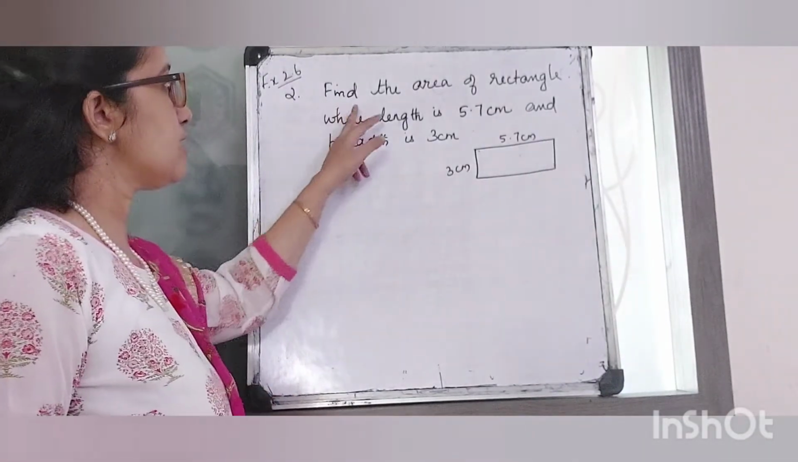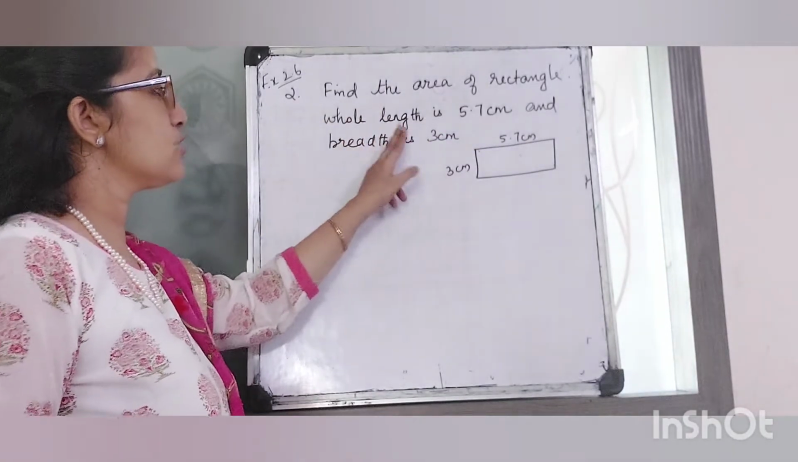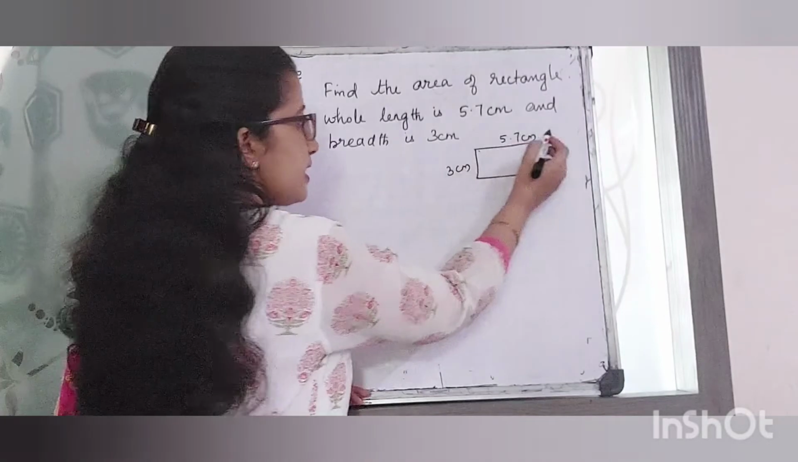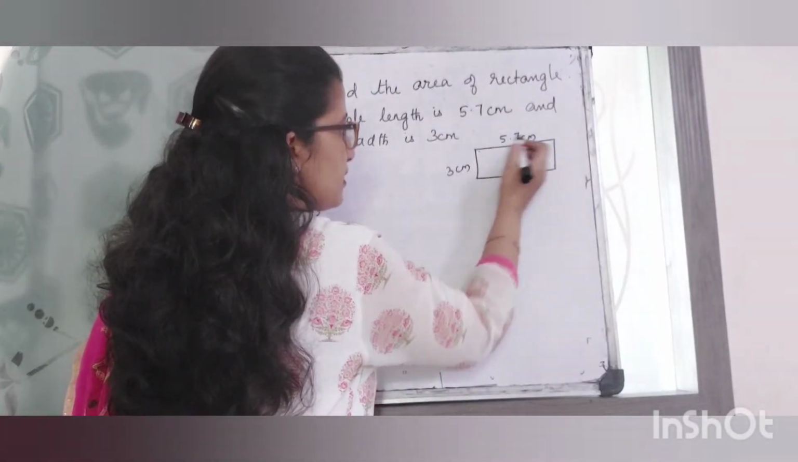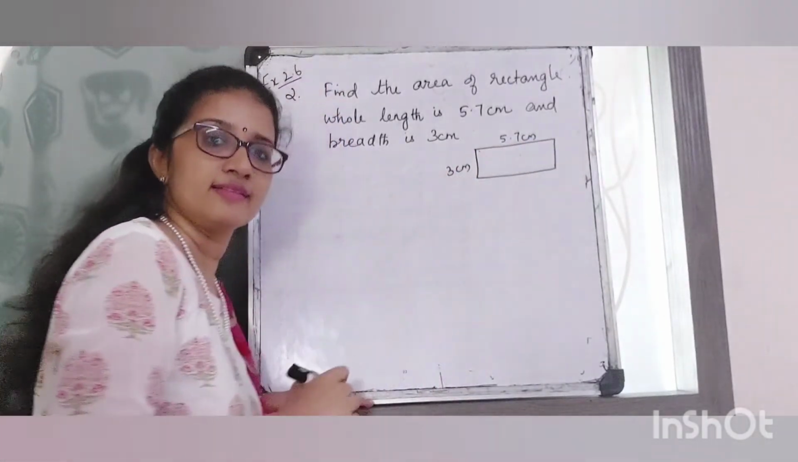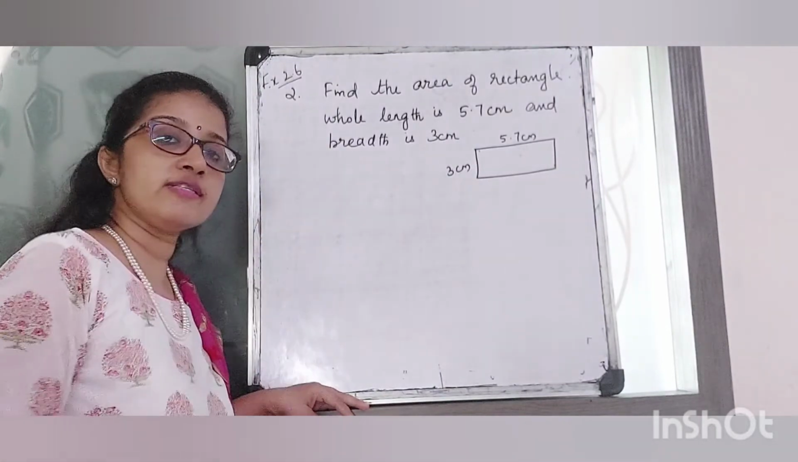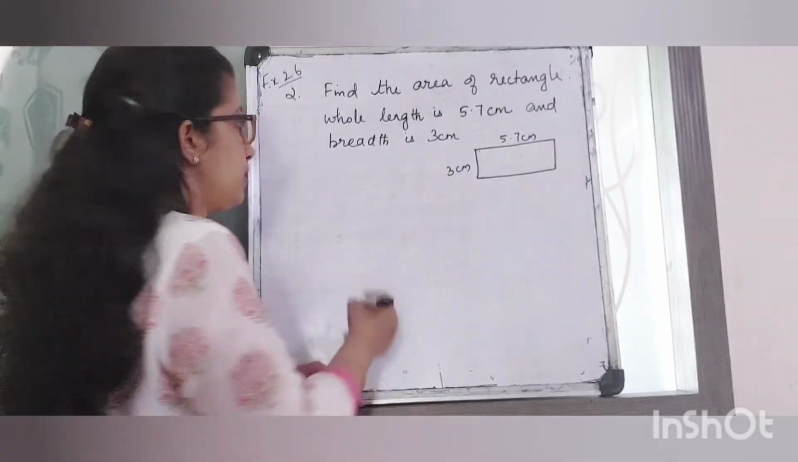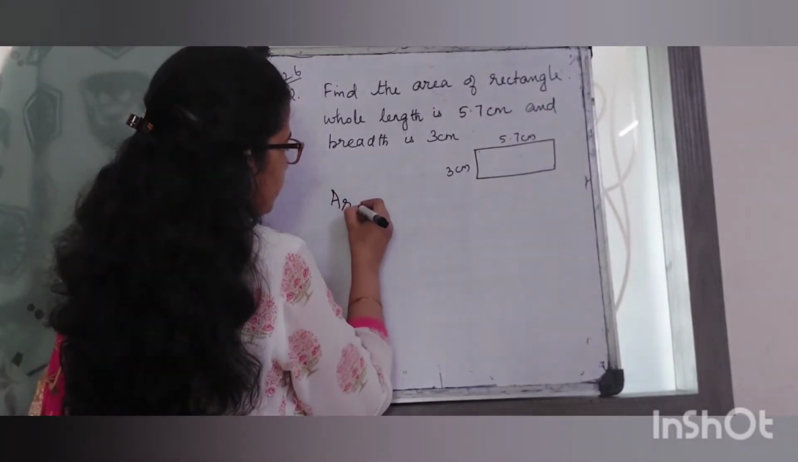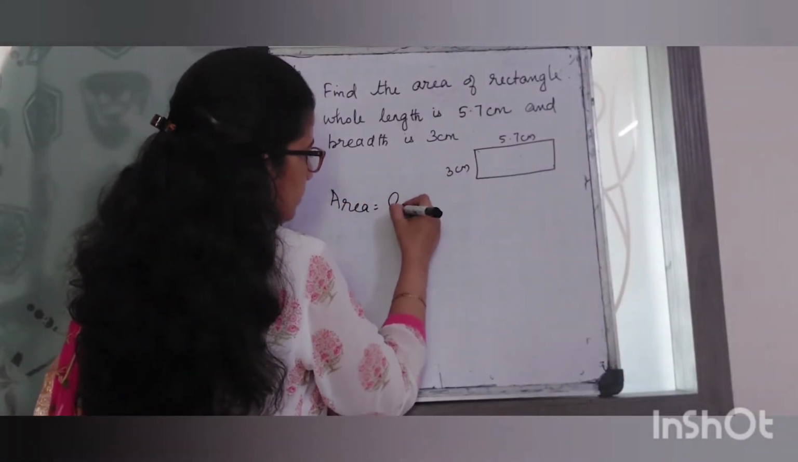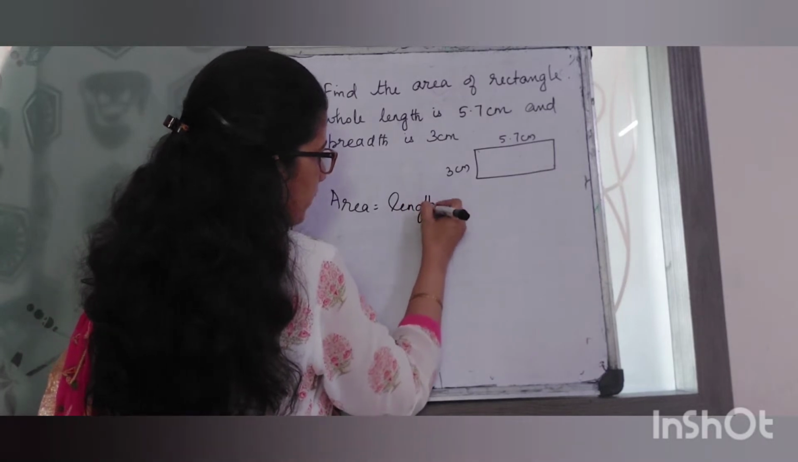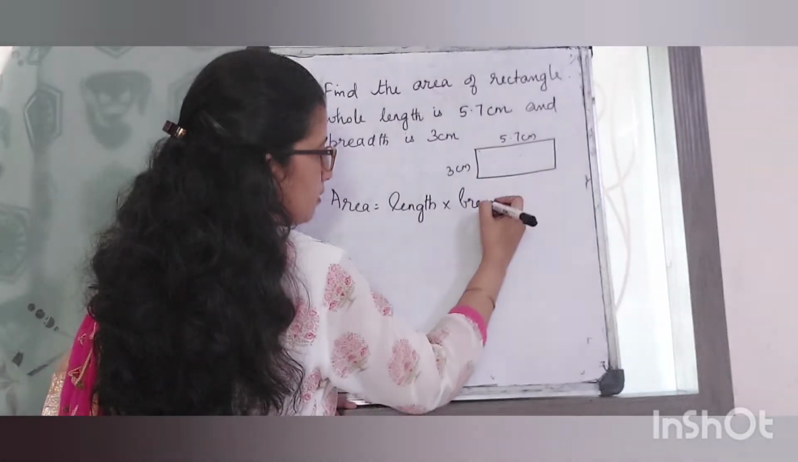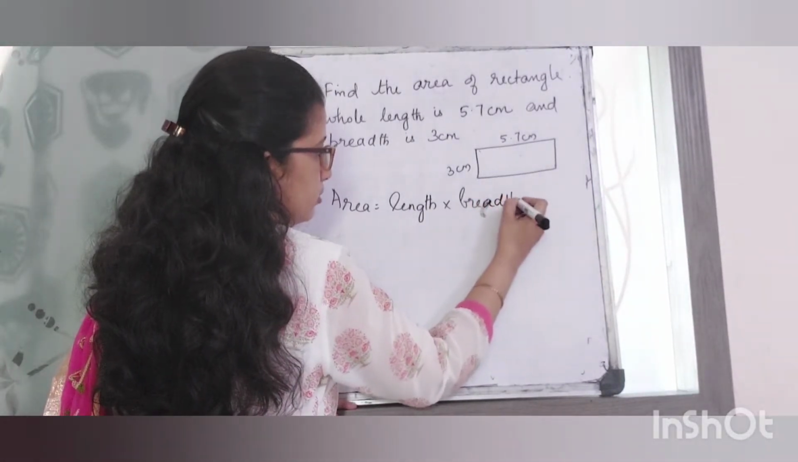Okay? So the question is, find the area of the rectangle whose length is 5.7 cm and breadth is 3 cm. See, this is the rectangle and the length is 5.7 cm and the breadth is 3 cm. Now what is the formula for the area of the rectangle? Area is equal to length into breadth. Correct? Area is equal to length into breadth.